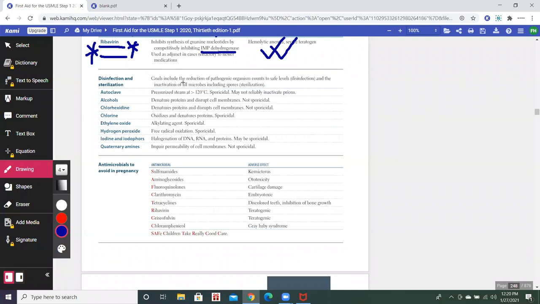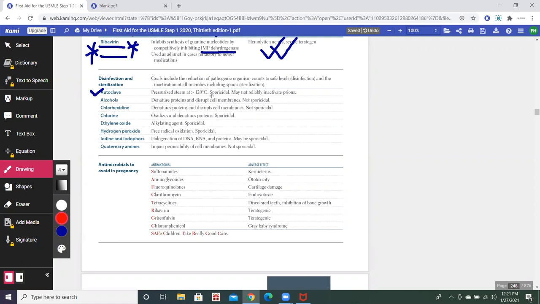Disinfection and sterilization. Goals include the reduction of pathogenic organism counts to safe levels and the inactivation of all microbes, including spores. So getting rid of the spores is sterilization. Disinfection means that you decrease the amount to a safe level at which it's not infective, but the organisms are still there. Sterilization is complete absence of the organism. Autoclave: the questions that you have to understand are, first of all, the mechanism of action, and which ones are sporicidal and which ones are not.